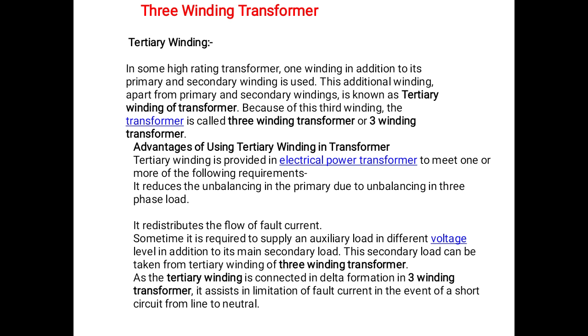Next is the 3-winding transformer. A third winding of the transformer is known as tertiary winding. What is tertiary winding? In some high voltage rating transformers, one extra winding is added. The additional winding is known as tertiary winding of the transformer. Because of this third winding, the transformer is called a 3-winding transformer.